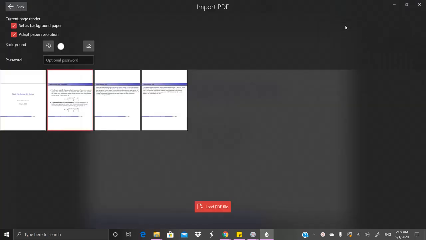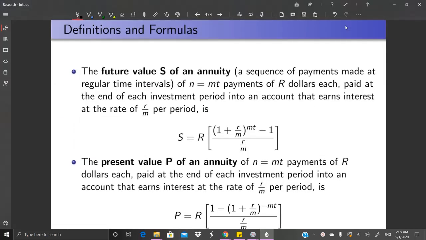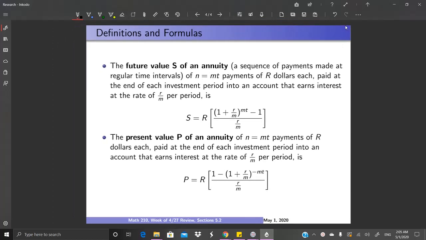We'll start as usual with definitions and formulas that we need for this section. And here they are. The difference between this section and section 5.1 is that in section 5.1, usually you make an investment or a deposit, and then you just let it sit there for however many years, and let it collect all this interest and then see how much you have at the end of that time period.